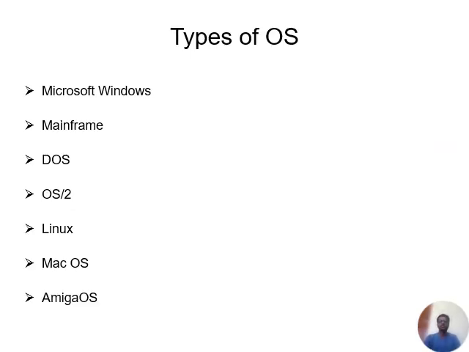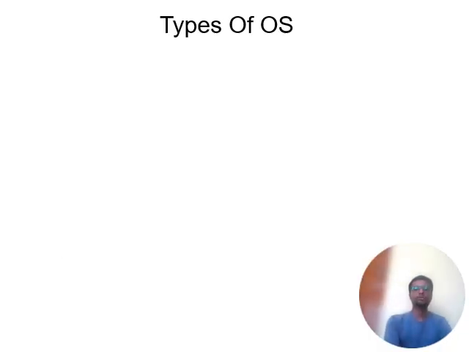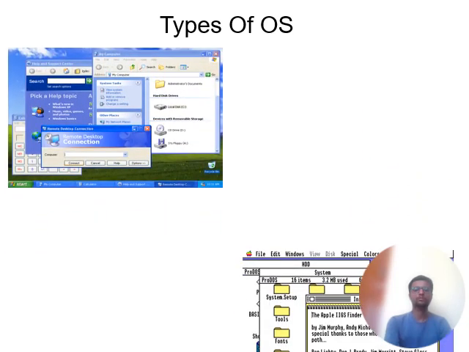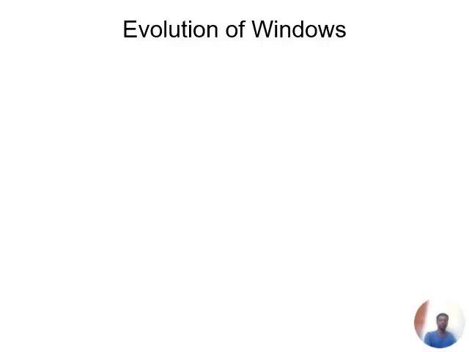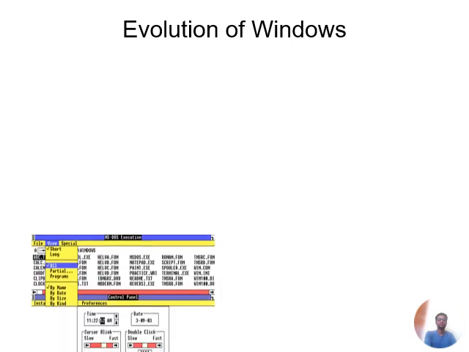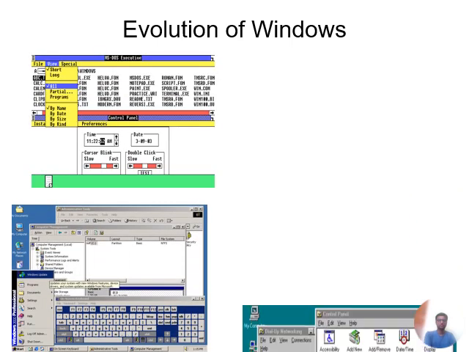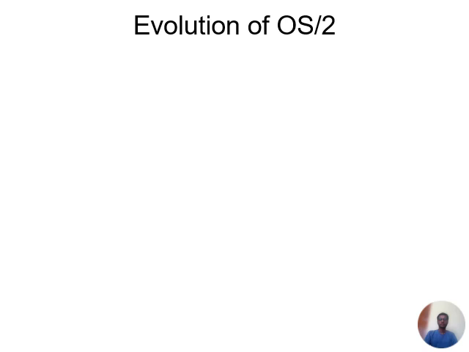Let us discuss the types of operating systems. The first ones are Microsoft Windows and Mainframe, DOS, OS/2, Linux, Mac OS, and Amiga OS. Some reference images for types of OS. This is the evolution of Windows. The evolution of OS/2.